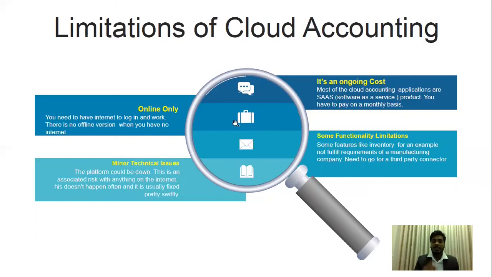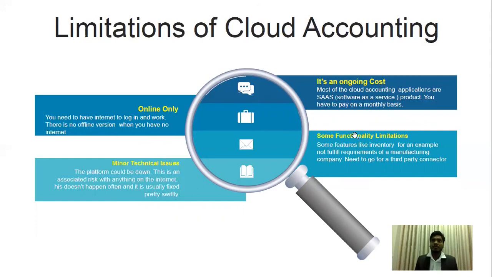And another limitation is it's an ongoing cost, right? Unlike a traditional accounting system where you can pay an annual fee, for this it's an ongoing cost. You have to pay every month. In case you fail to pay for a month, then you cannot use this system. So it's an ongoing cost, and you have to pay on a monthly basis.